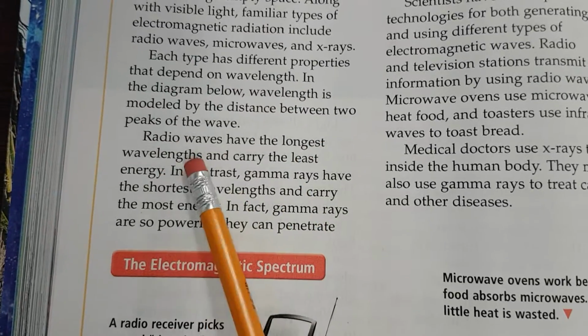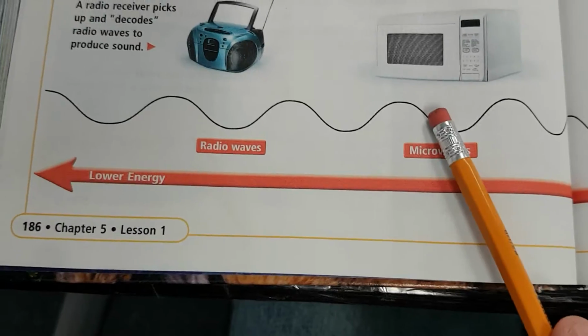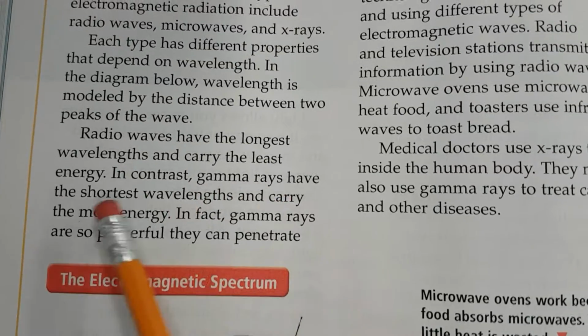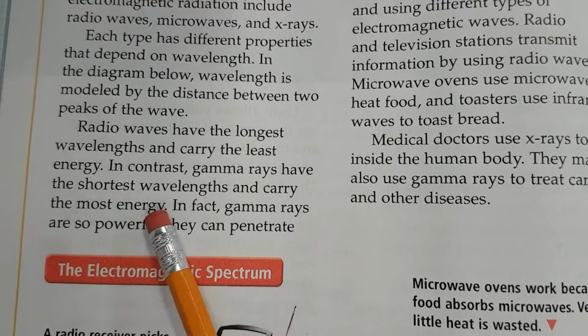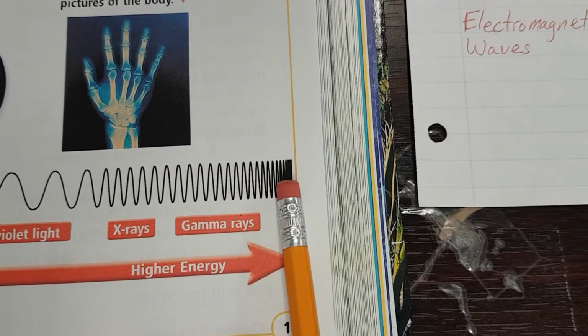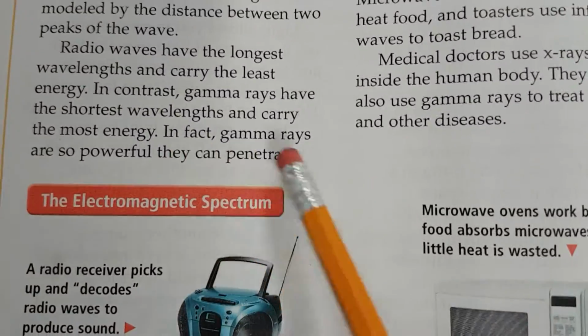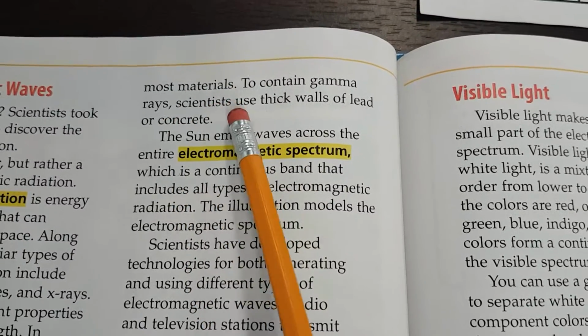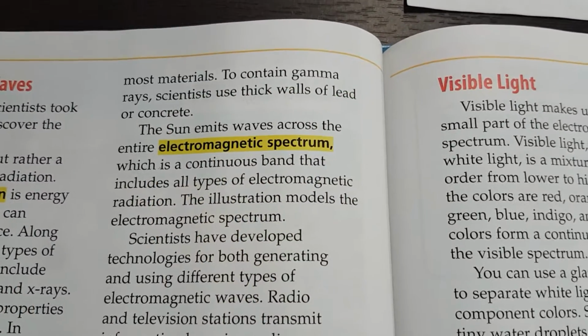Radio waves have the longest wavelengths and carry the least energy. Okay, longest wavelengths, but least energy. In contrast, gamma rays have the shortest wavelengths and carry the most energy. So way out here you have gamma rays with the shortest wavelengths and the highest energy. In fact, gamma rays are so powerful they can penetrate most materials. To contain gamma rays, scientists use thick walls of lead or concrete.